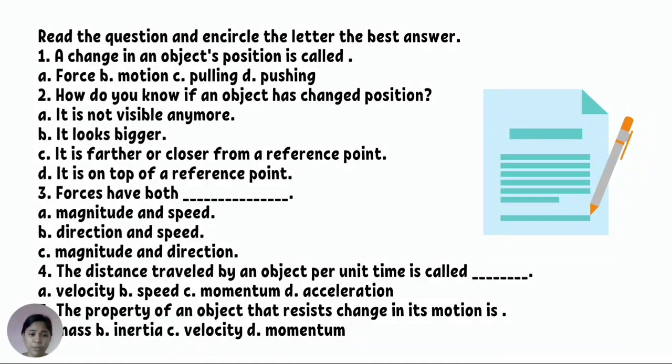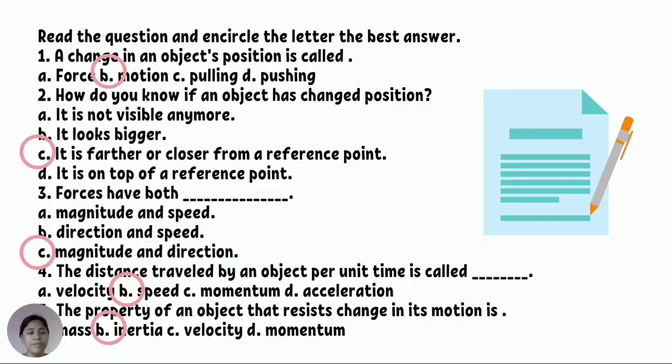Number 3. Forces have both A. Length and speed, B. Direction and speed, C. Magnitude and direction. Number 4. The distance traveled by an object per unit time is called A. Velocity, B. Speed, C. Momentum, or D. Acceleration. Number 5. The property of an object that resists change in its motion is A. Mass, B. Inertia, C. Velocity, D. Momentum. And these are the correct answers.